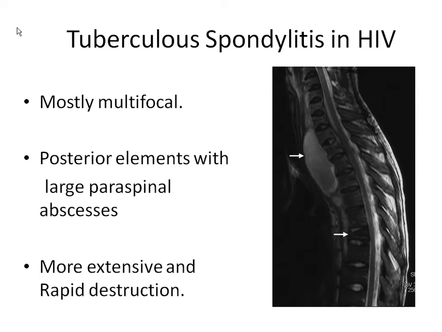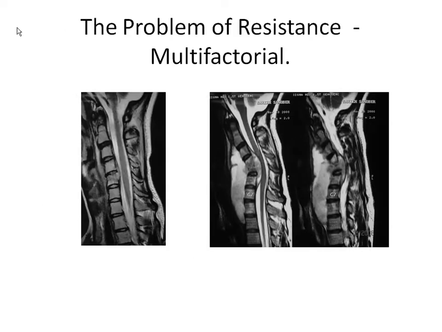If you find one focus of infection, you must carefully look for another focus or multiple foci because 60% of them have multifocal infection. They can have posterior elements alone involved with large paraspinal abscess, which is a unique feature of HIV-infected spinal tuberculosis, and they are also prone to very rapid infection.